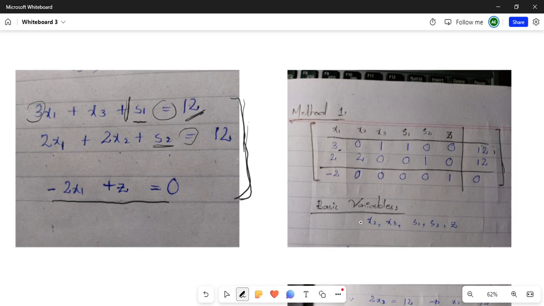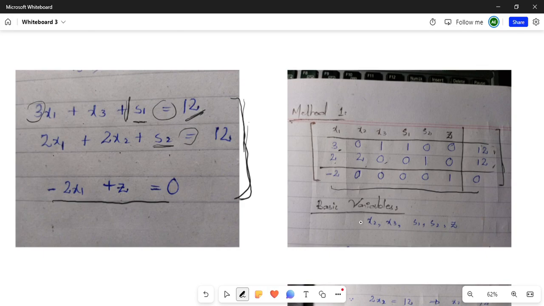Similarly, in the second equation we will replace the coefficients, therefore we will get these values: x1 is 2, x2 is 2, and we have no x3, therefore we will write 0. Similarly s1, and the coefficient of s2 is 1, and the constant is 12 again. We will write the objective function, therefore the values will become these.